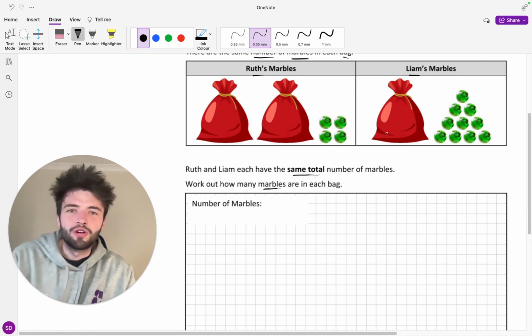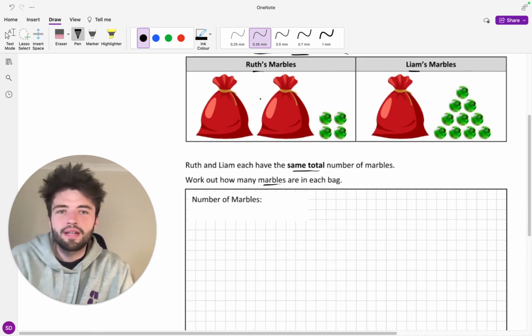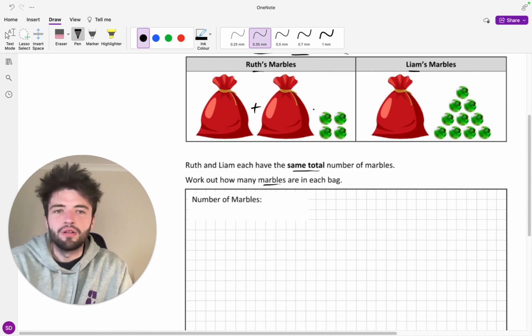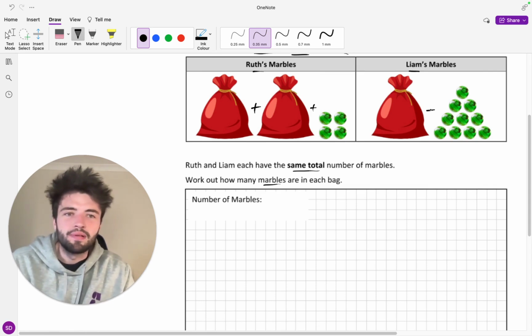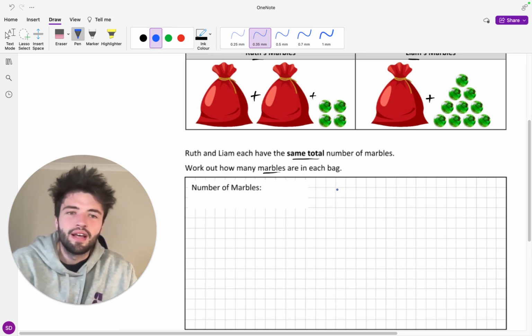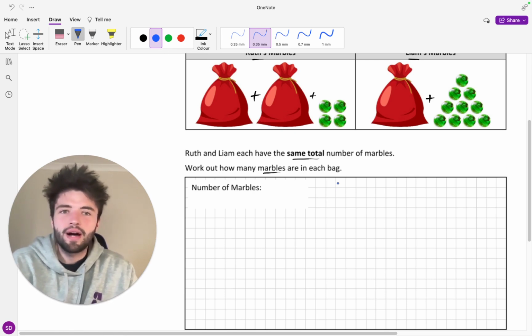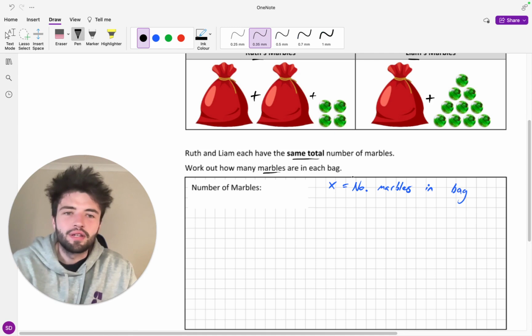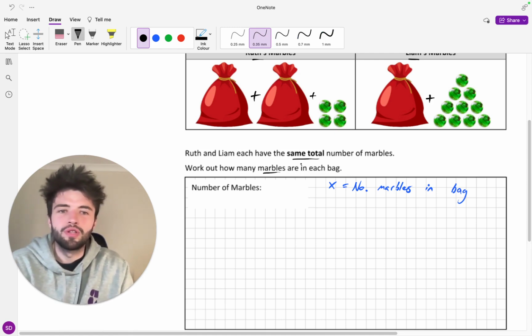So in other words, if we take Ruth's 2 bags and we add them together and then add all of Ruth's loose marbles as well, it's going to be the same as Liam's bag of marbles plus all of his loose marbles. And so now we reach a stage where we need to introduce algebra, and we need to figure out how many marbles are in each bag. And so as we always tend to do with algebra, I'm going to call x the number of marbles in the bag. And so now that we've got that, we just need to set up our equation because we know that there's the same total number of marbles.